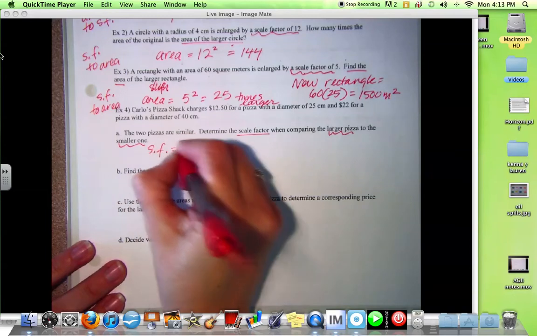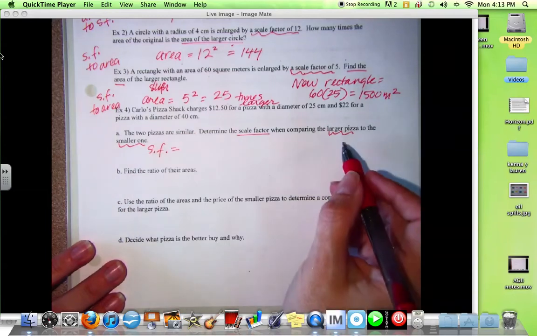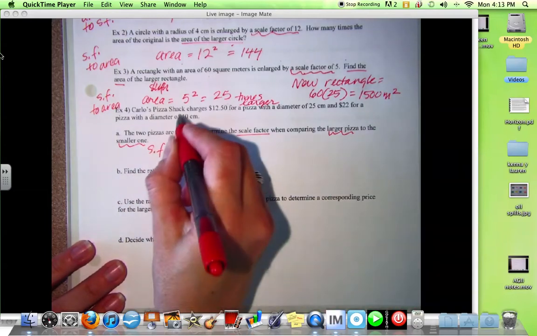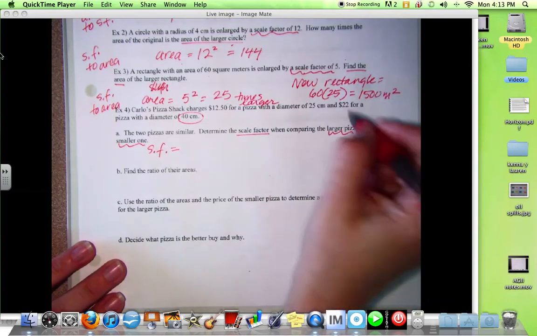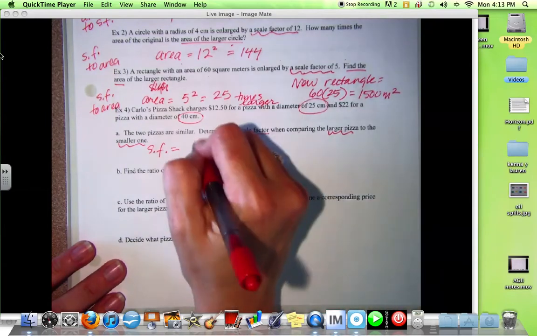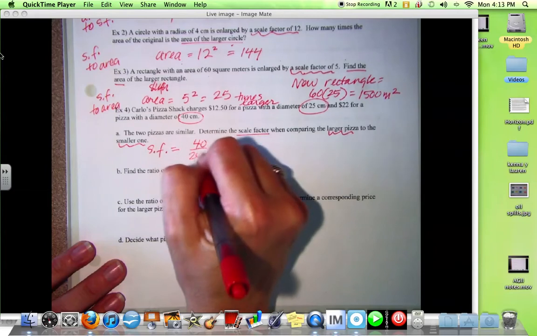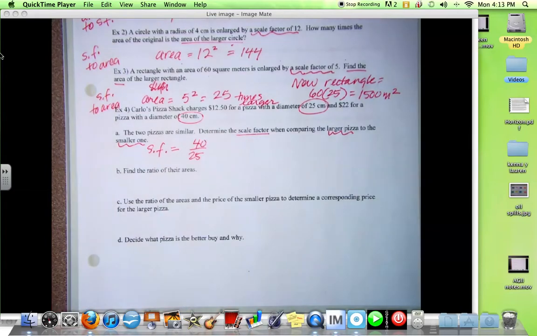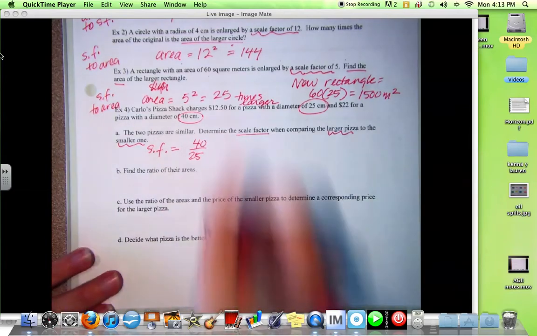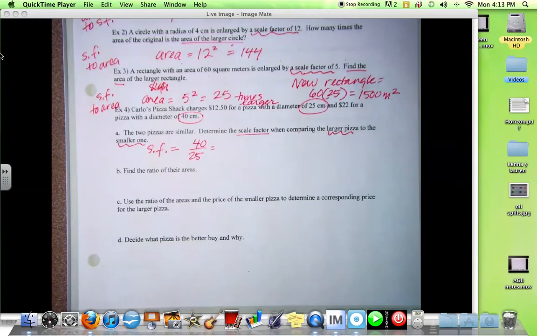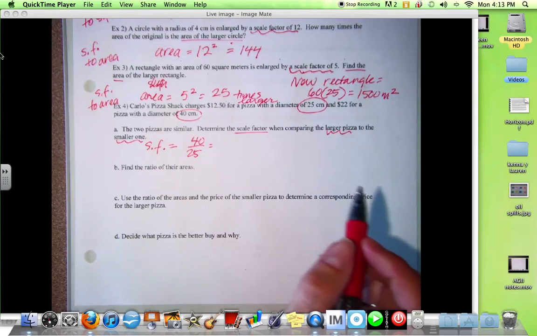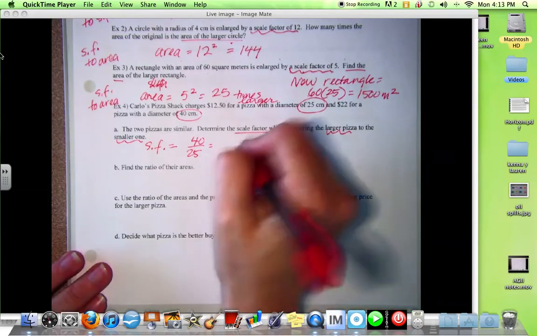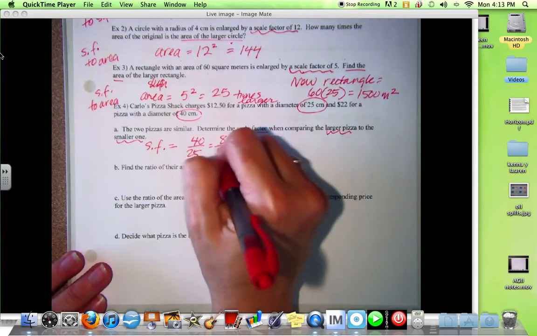Scale factor equals large pizza has a diameter of 40, small pizza has a diameter of 25. So 40 over 25. It's okay to leave it like that, but we like working with smaller numbers. Reduce, we can divide both of them by 5. So we have 8 over 5.